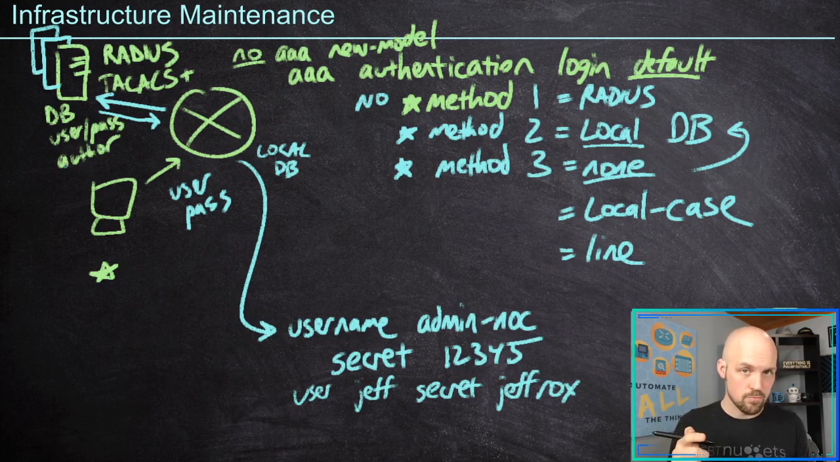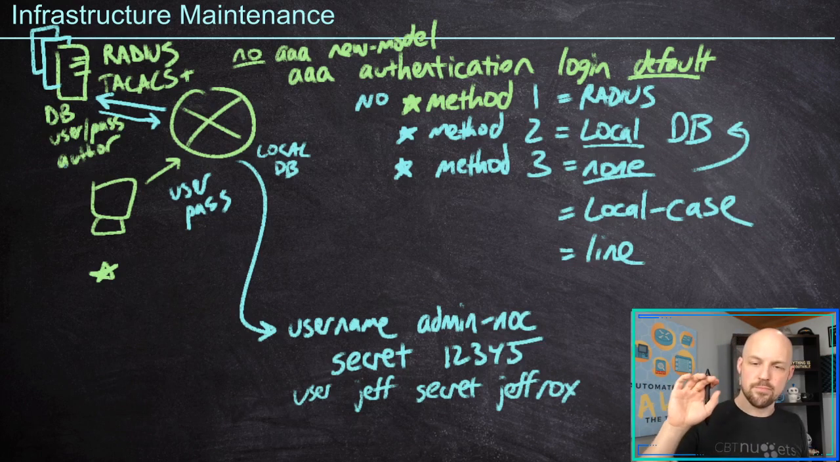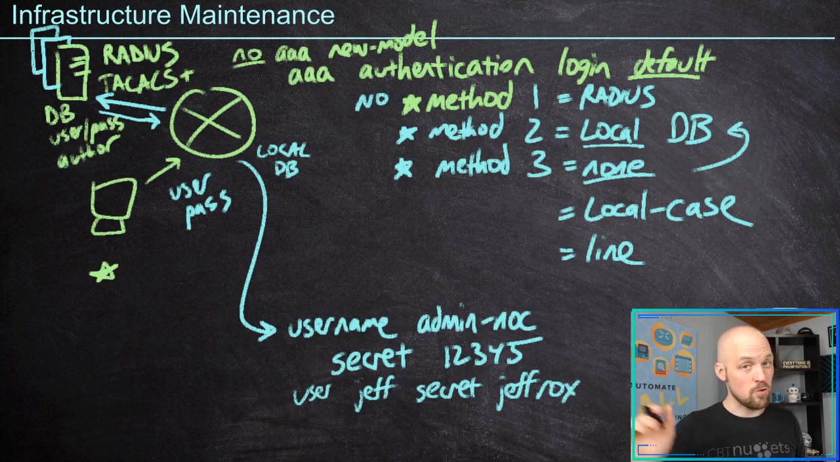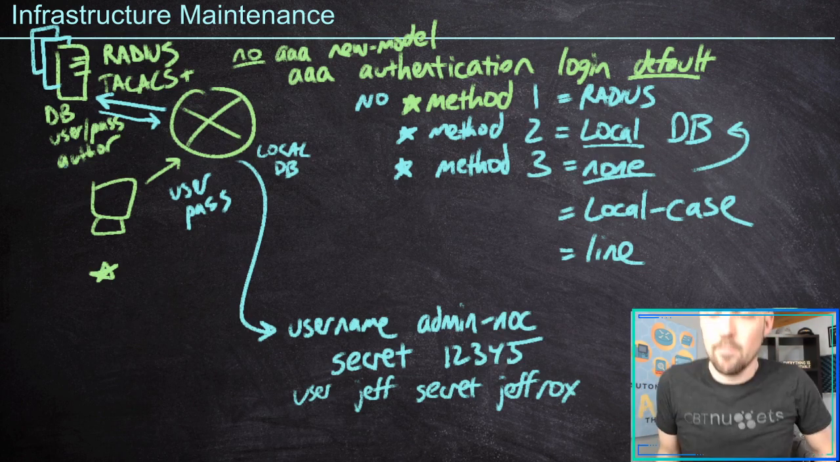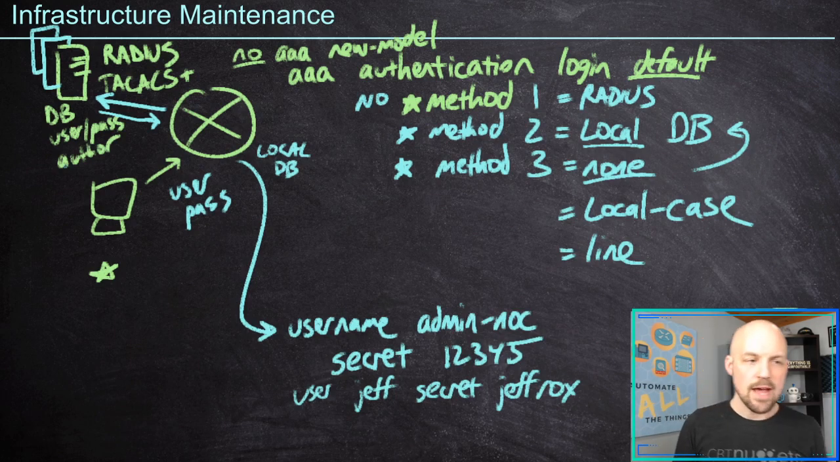My recommendation, usually what I like to see, is number one method being a radius server or group. We still need to talk about groups. That's a reminder. And then second, the backup for that should just be the local database. If you want to use local case, that's fine. Local or local case.